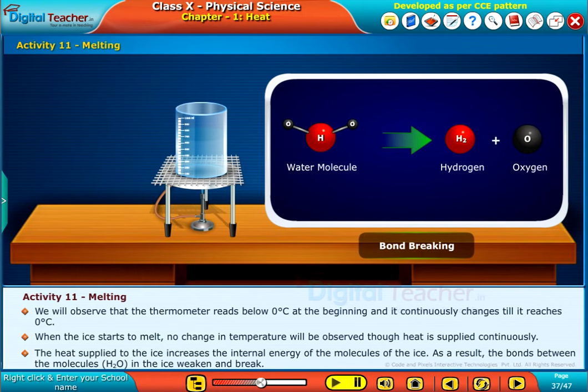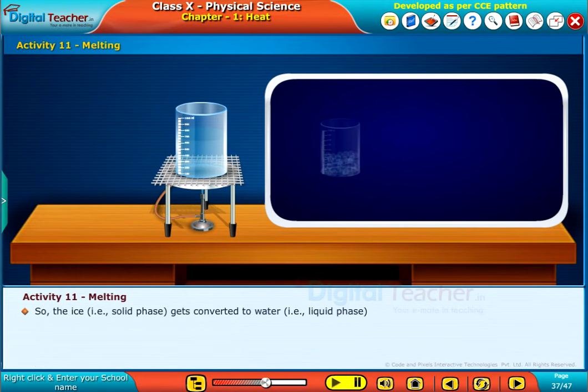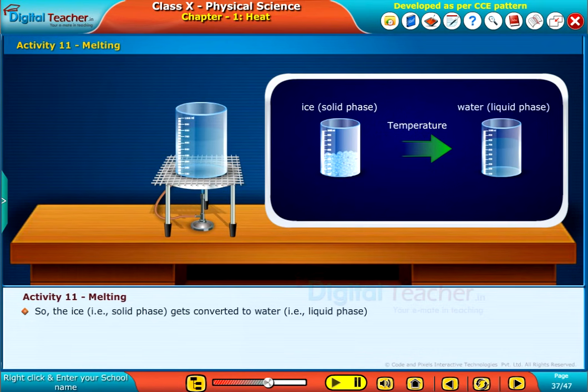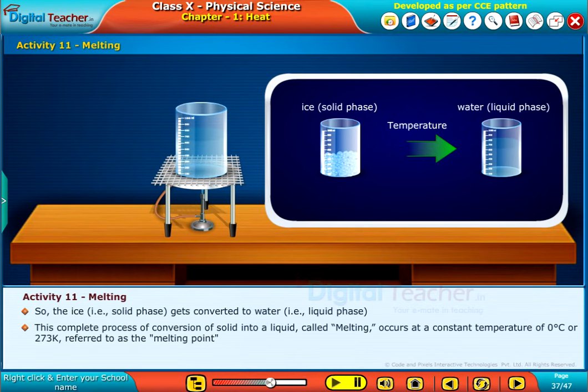As a result, the bonds between the molecules of H2O in the ice weaken and break. So the ice that is in solid phase gets converted to water that is in liquid phase. This complete process of conversion of solid into liquid, called melting, occurs at a constant temperature of 0 degrees Celsius or 273 Kelvin, referred to as the melting point.